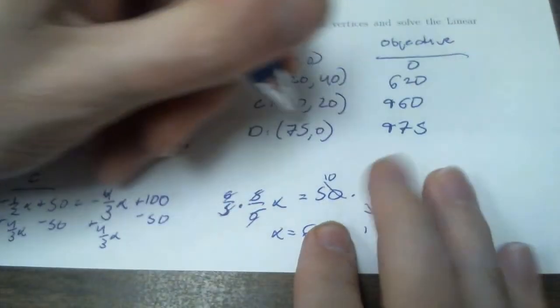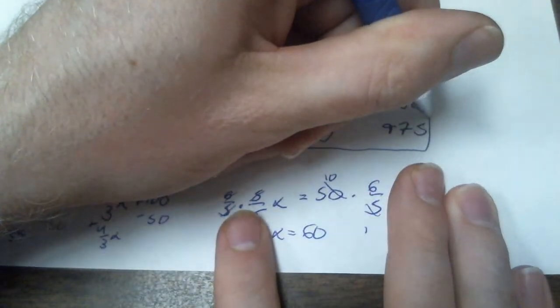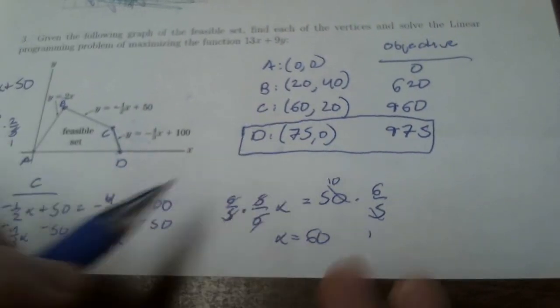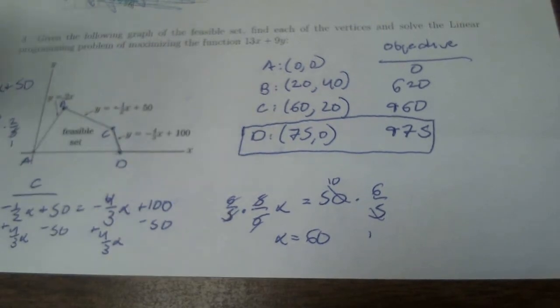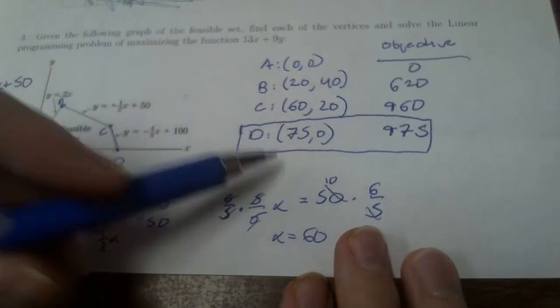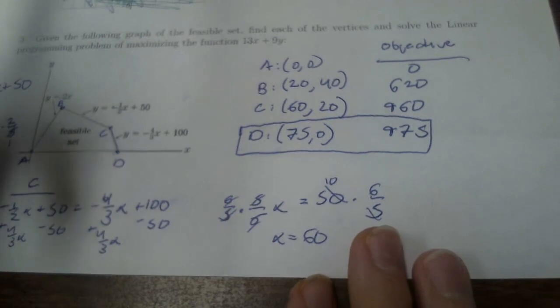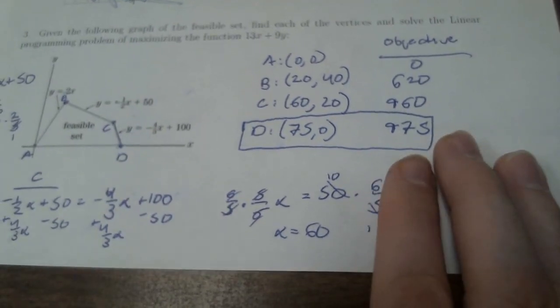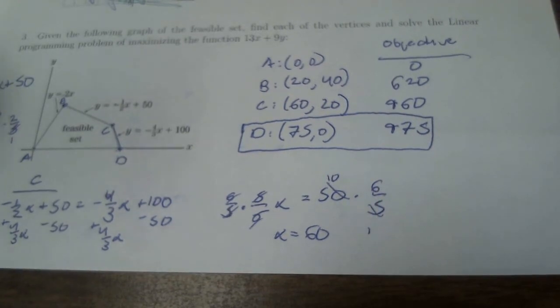So in this case, we're looking to maximize my objective function, so this is going to be my solution here. The solution is haul 75 crates of cargo A and 0 crates of cargo B in order to get an earning of 975.